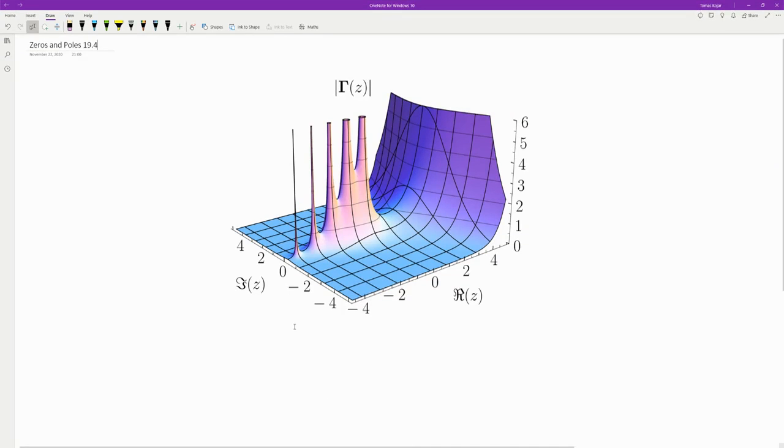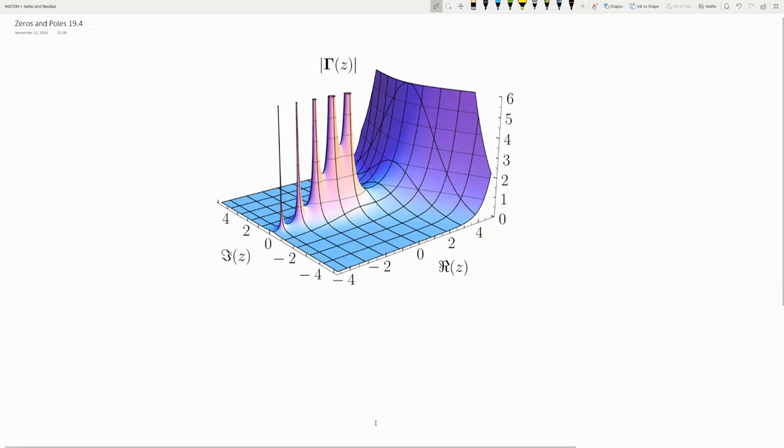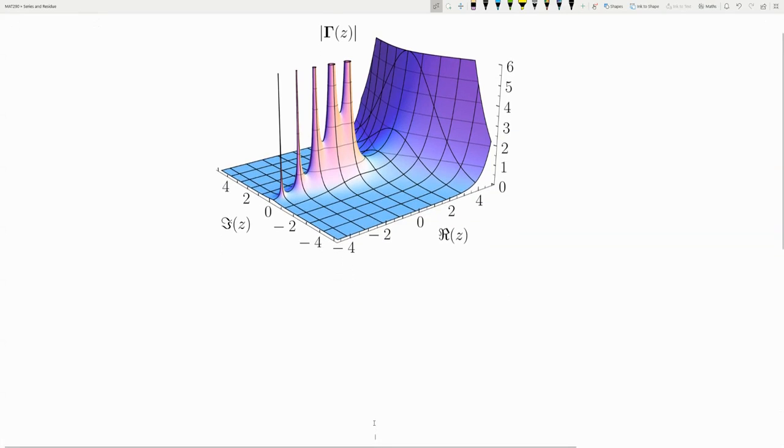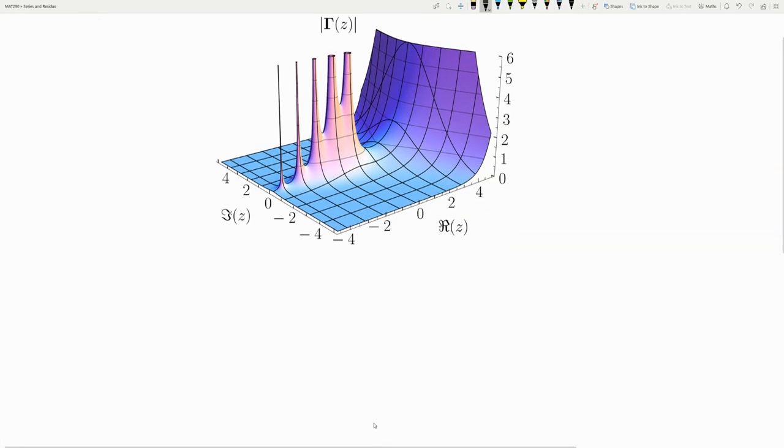Hi everyone. So we were talking about zeros and poles, section 19.4. Okay, so let's start with zeros. Here we will study functions that have Laurent series.